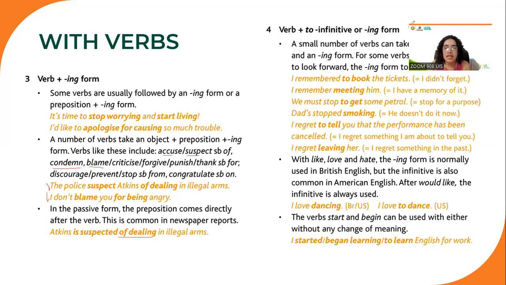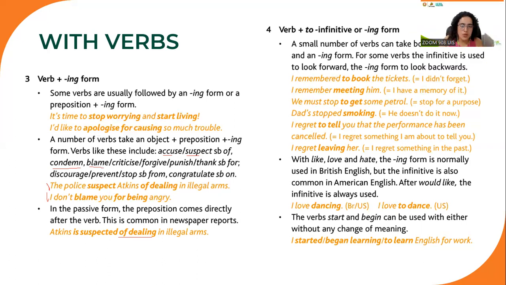Now, let's see some cases we can use either to or the ing form. In some cases, we have difference in meaning as well, okay? Let's read the examples. I will read them and explain each one. With the verb remember, this is very important. I remembered to book the tickets. This means I didn't forget, okay? I remembered to do it. So I didn't forget about this. Versus I remember meeting him. This is a memory from my past, okay?